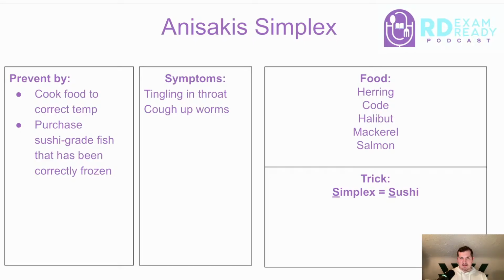Anisakis simplex. Anisakis simplex is prevented by cooking foods to their correct temperature and purchasing sushi grade fish that has been correctly frozen. So you can already put together what types of foods we're going to think of for Anisakis simplex. That'll be things like herring, cod, halibut, mackerel, salmon.